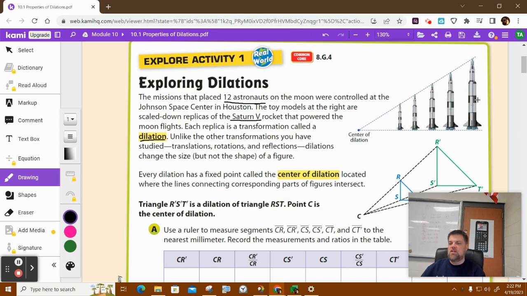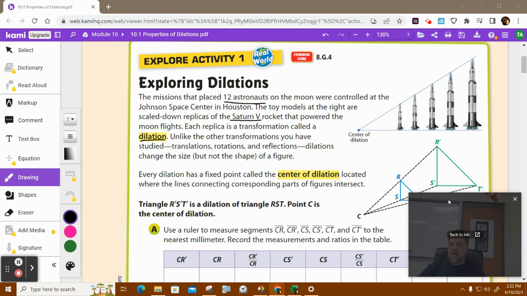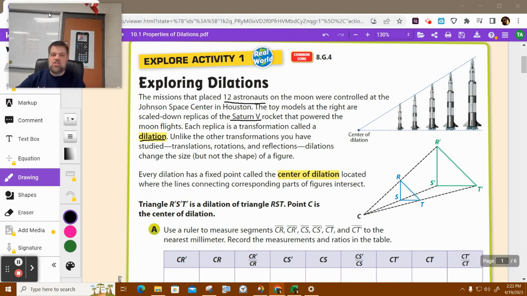Well, now, first of all, is this how big the actual rocket is? No, it's not how big the actual rocket is. So what do we know about dilations that's different than all the other transformations? Yeah, it's no longer congruent. It changes the shape. Well, it doesn't change the shape as much as it does the size. Because the rocket's still shaped like a rocket. It's just larger or smaller depending on the type of dilation.